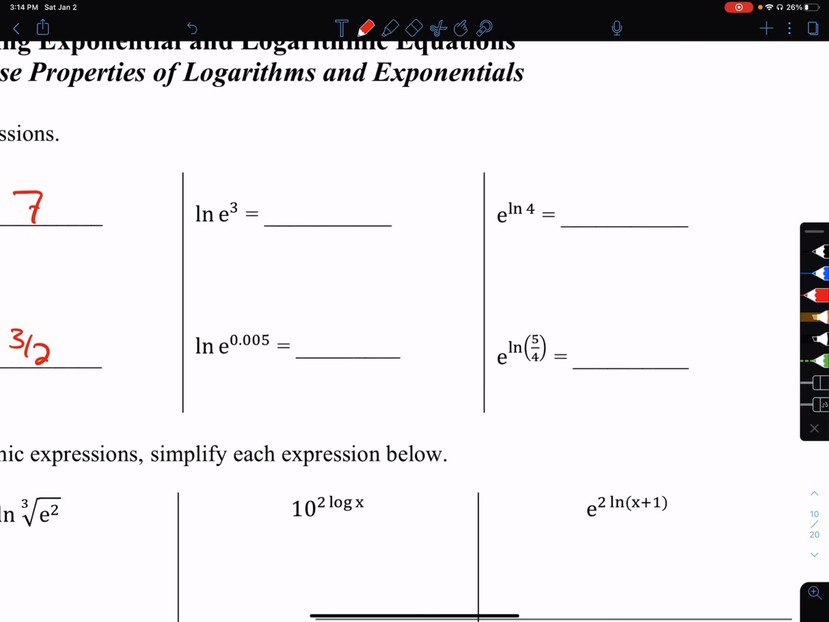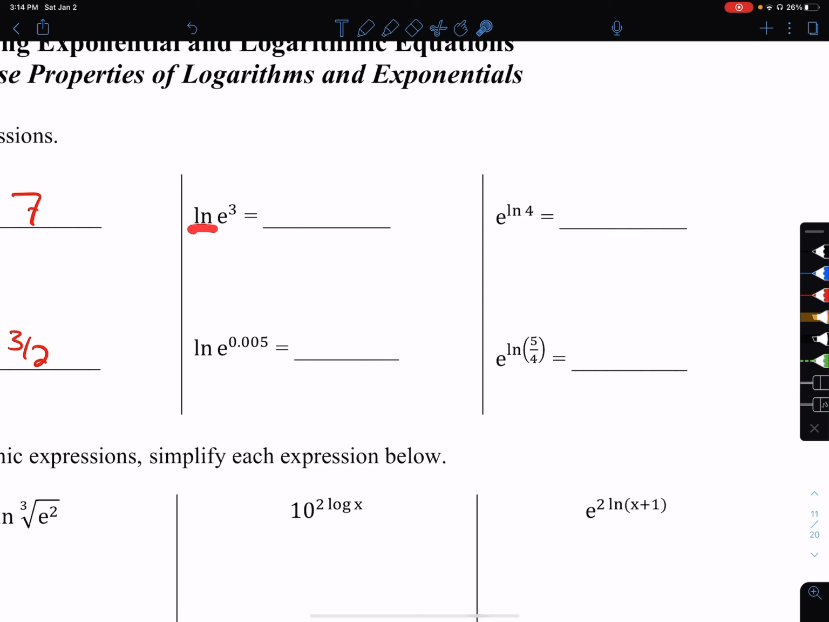These last four, this is natural log, which means it has a base of e. Argument has the same base, so this becomes the exponent of the argument. Same is true with this one. Natural log of e to the 0.005 has a base of e for the log. Argument has a base of e, so this just becomes the exponent of 5 thousandths.